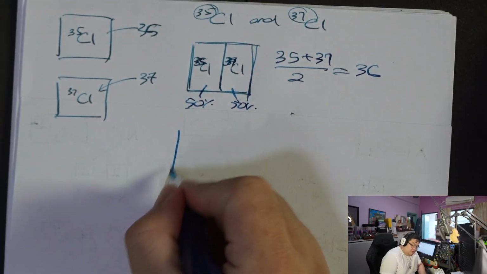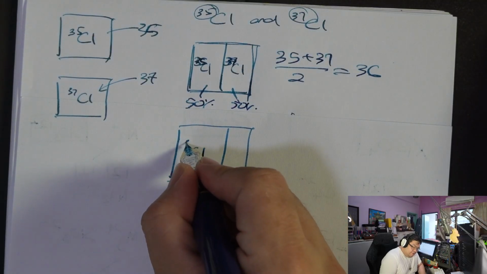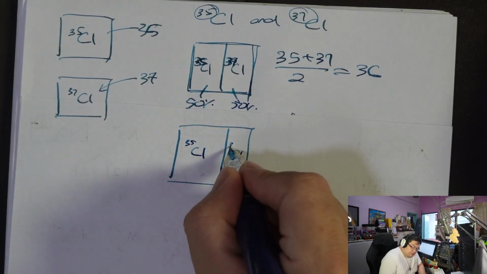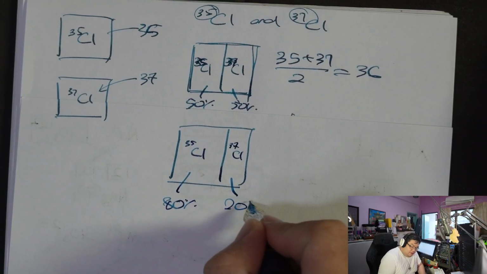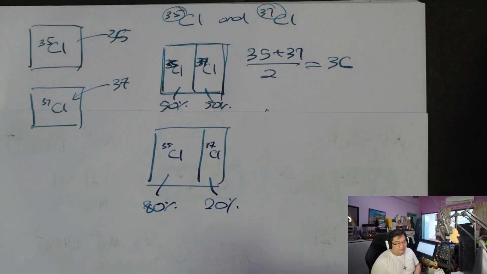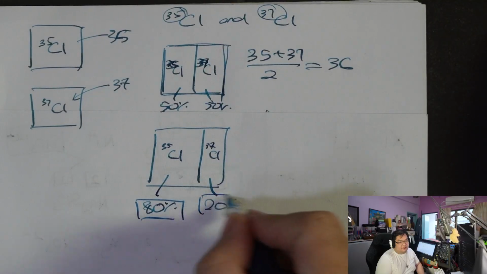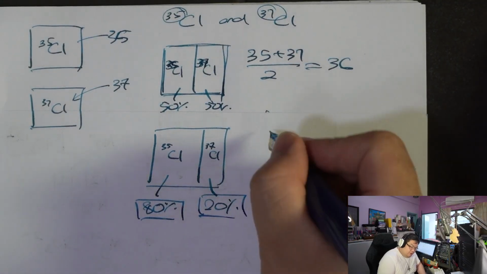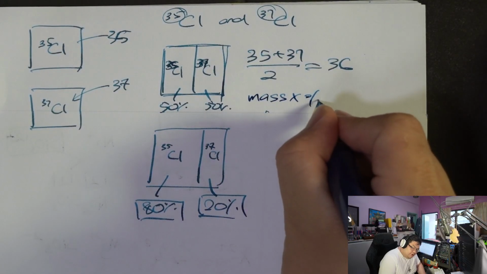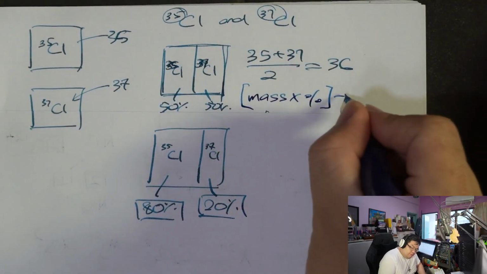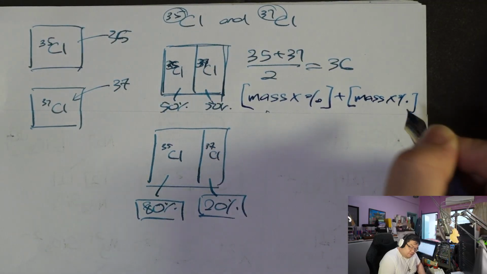Okay, so now we have a unique situation: what if this is chlorine 35, this is chlorine 37, this takes up 80%, this takes up 20%. You have to then give a new formula to take into account the difference in percentage. Hence, you have a mass multiplied by percentage plus mass multiplied by percentage.